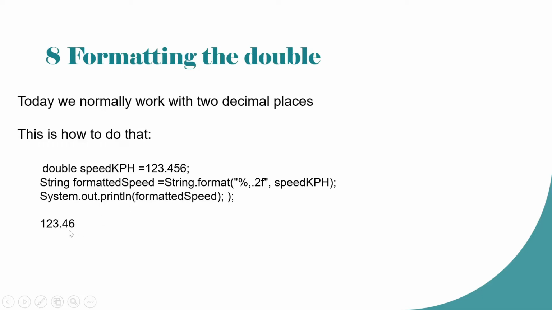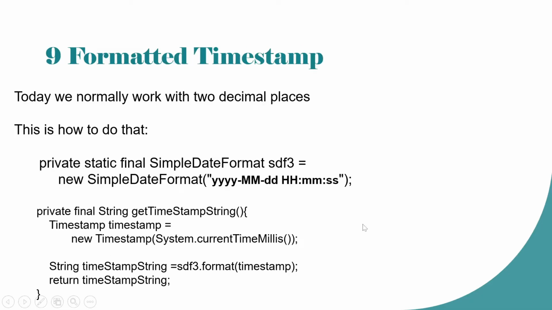Now notice 0.456. I got 0.46. So what did it do? It rounded this up to the next decimal point, and this rounds up to a 6. That's what I got. And in the previous slide, we formatted doubles to 2 decimal places.